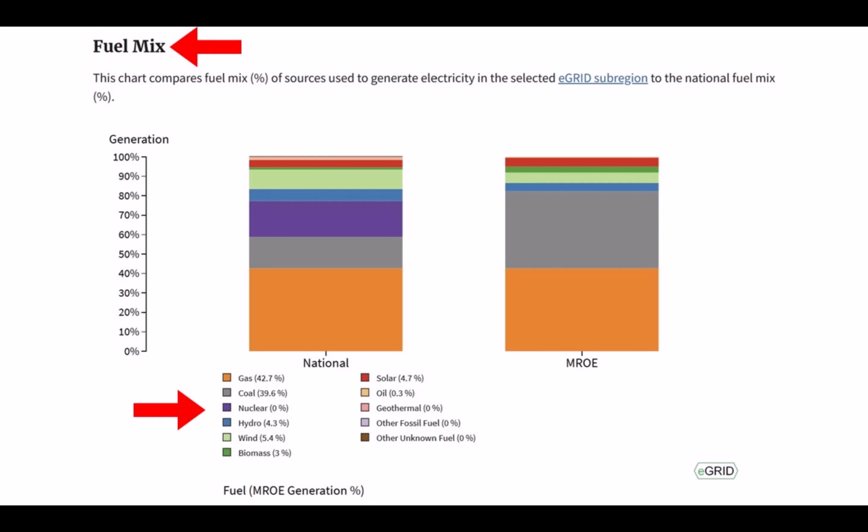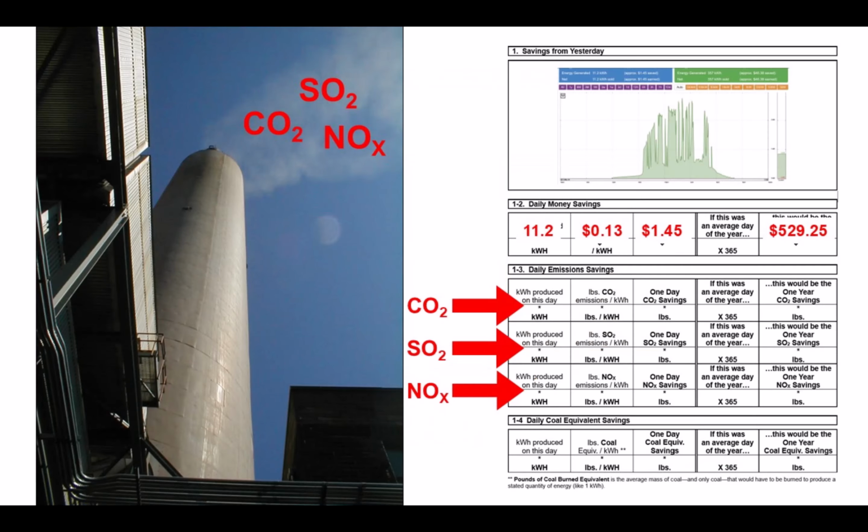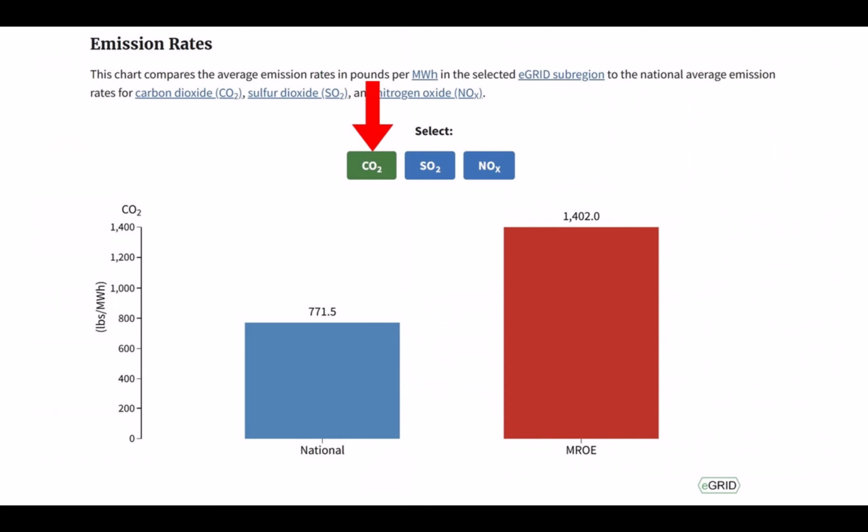It'll also compare the fuel mix of just your region to the national average. For example, the natural gas burned in my region is about equal to the national average. But in my region, we burn considerably more coal than the national average. Comparisons like these are interesting and meaningful, but we're here to get the carbon dioxide, sulfur dioxide, and nitrogen oxides emissions rates. Click on CO2 if it's not selected by default.